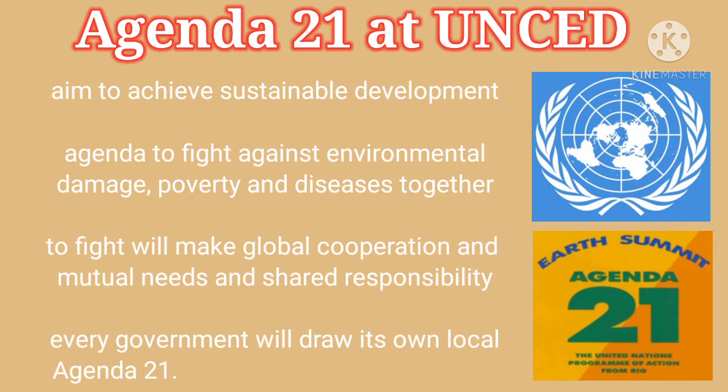Then the second point was they wanted to fight against the environmental damage, poverty and disease by making a combined efforts. So for this fight, they will make the global cooperation among all the nations who are participating, and they will take the shared responsibility to take care of this problem. And the final and the most important aim that was decided in this agenda was that every country at their local level will make their own agenda according to the basis of their local needs.